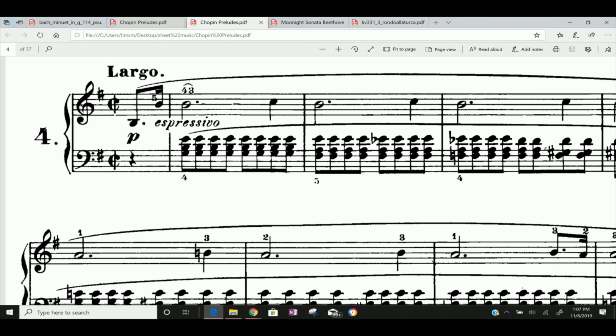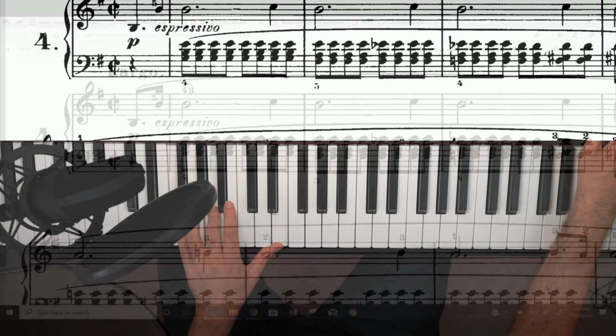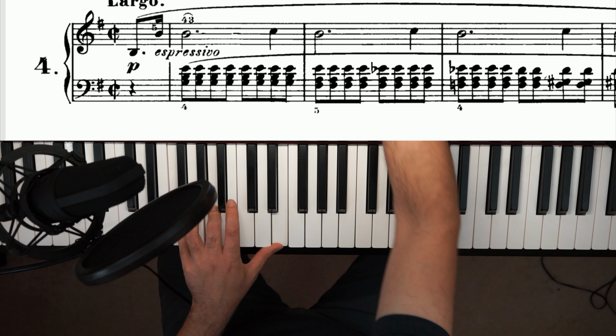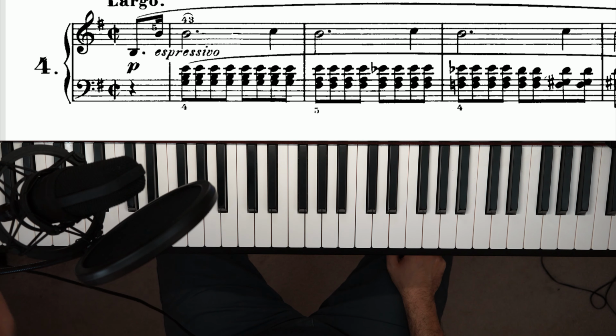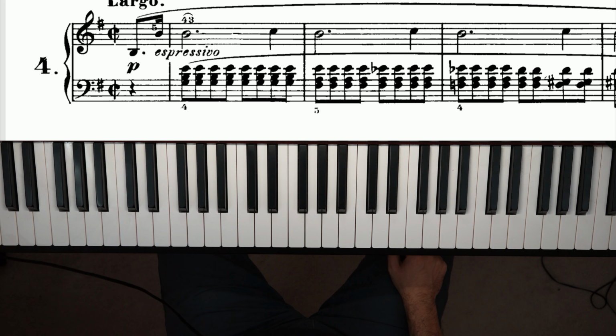If you totally ignore it, well, when you start playing the piece, right away you can tell that it's not sounding very good, and that's because I'm being totally ignorant of the key signature.